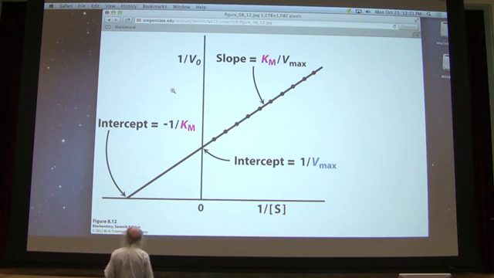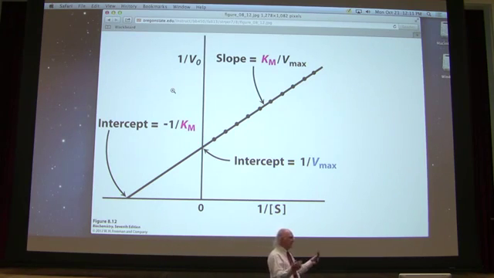The place where it crosses the x-axis is minus 1 over Km. So I didn't have to do any guesses. I got precise values now for Vmax and for Km. If this value turned out to be minus 4 according to this plot, then the value of Km would be 1/4, because minus 1 over minus 4 equals 1/4. So Km and Vmax turn out to be very easy to calculate as a result of that.